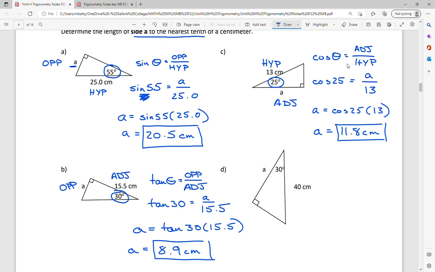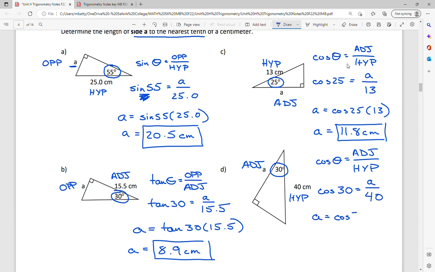Last one on this page, we've got 30. A is adjacent to that 30. 40 is my hypotenuse. I went against what I usually do, usually labeling the hypotenuse first, but whatever. That gives me cosine as the relevant ratio because I've got my adjacent and my hypotenuse. So now I sub in what I know. And then I give myself something I can put into my calculator.